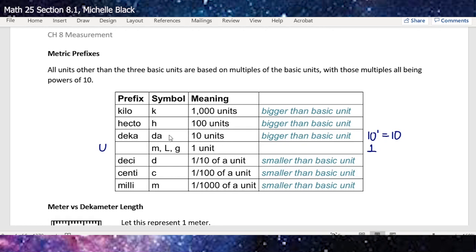If I wanted to use meters to measure a hectometer, I would need 100 of them, or 10 to power 2. And if I wanted to measure a kilometer using meters, I would need 1,000 of them, or 10 to power 3.